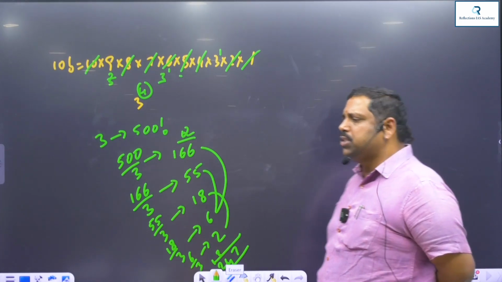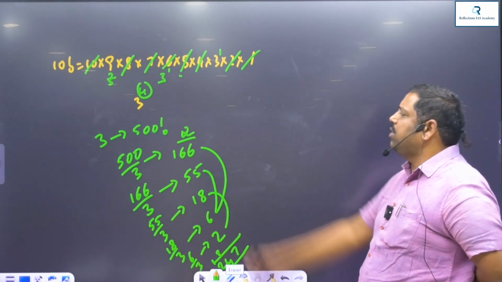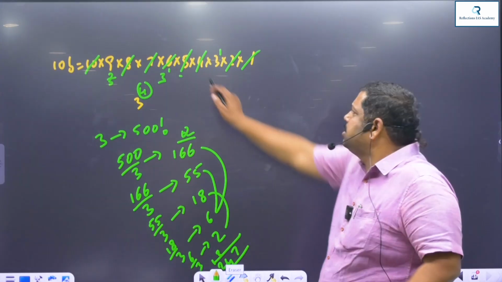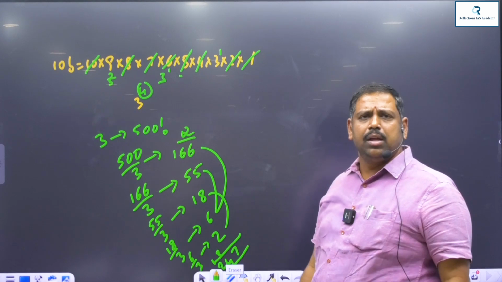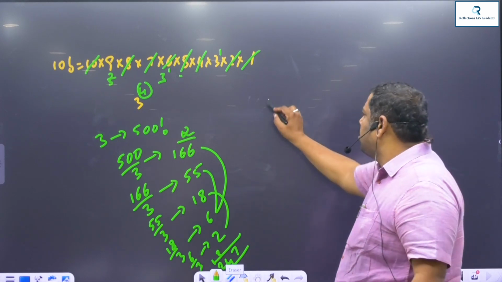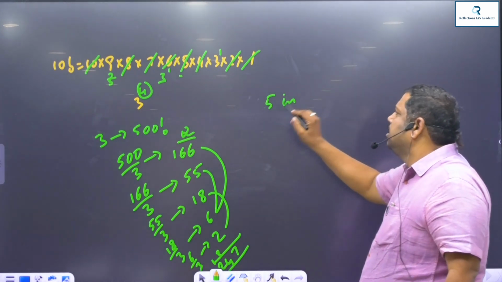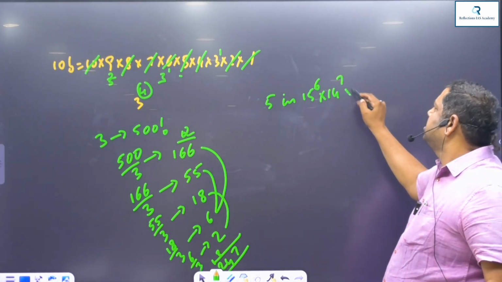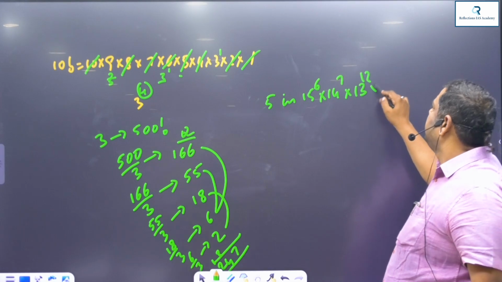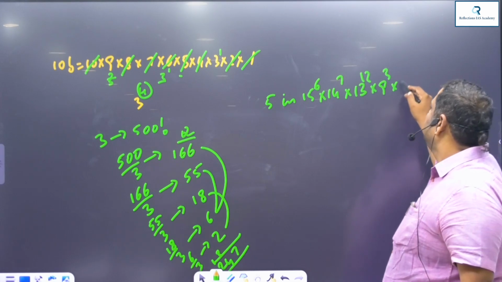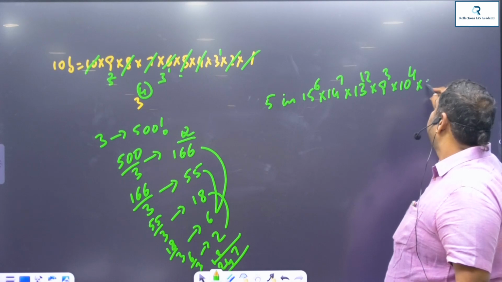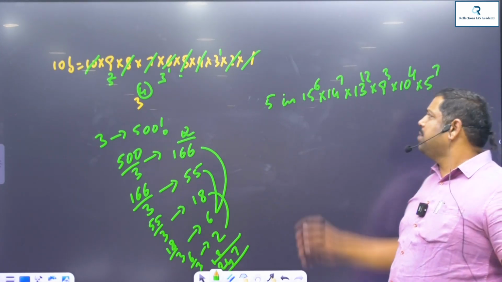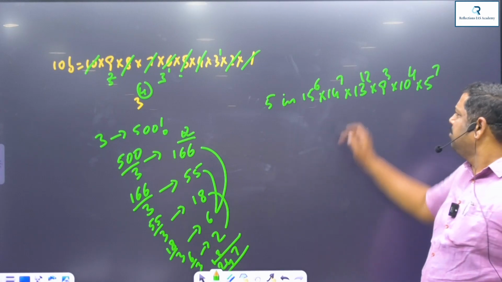So only 2 types of questions will be given here. Number 1 is the highest power of 3 in 500 factorial, in general. The other question is, observe this, a similar question he will give. Suppose he is asking the highest power of 5 in 15 power 6 into 14 power 7 into 13 power 12 into 9 power 3 into 10 power 4 into 5 power 7. Hope you understand? What I am asking is 5, right? In 14, do you have a 5?